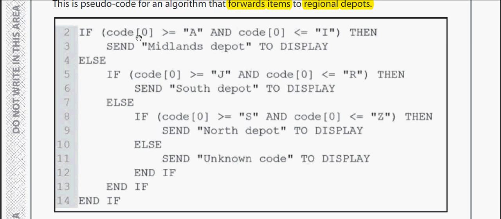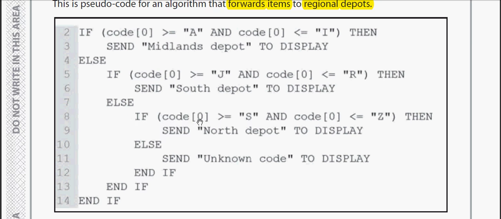If code 0, if the character in the first position of the code is greater than or equal to capital A, and the character in the first position of the code is less than or equal to I, then send Midlands Depot to display. Else, if the character at the first position of the code is greater than or equal to J, and the character at the first position of the code is less than or equal to R, then send South Depot to display.